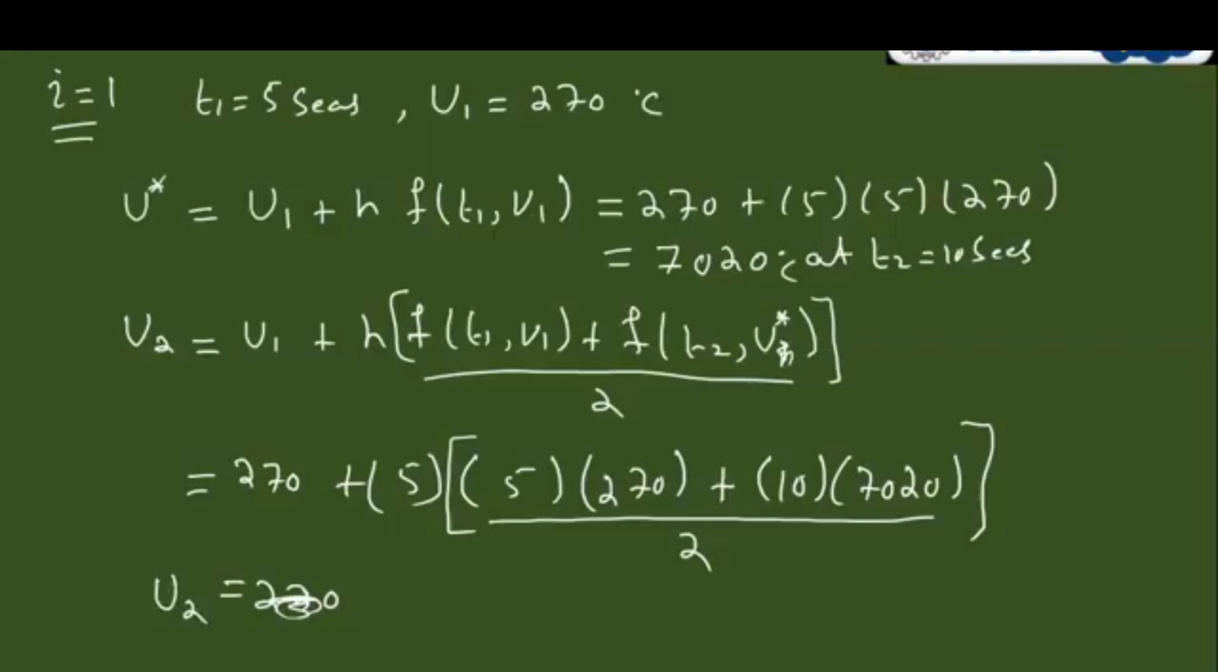This will be 10 into 7020 plus 5 into 270. That's a very huge number. Divide by 2. Multiply by 5, plus 270. So this is the predicted temperature. Although it's a dummy example, let's say this is the predicted temperature we are having at t2 equal to 10 seconds. So the experiment says this will be going like this.